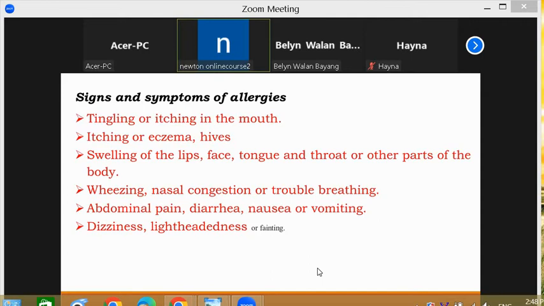If the person has a food allergy or something like that, of course the patient will have abdominal pain, diarrhea, nausea or vomiting, dizziness, lightheadedness, headache, and also fainting. Because the patient has continuous diarrhea or nausea, fluid is lost from their body. At that time the patient's BP will be reduced, so the patient will feel giddiness and fall down. These are the signs and symptoms of allergy.